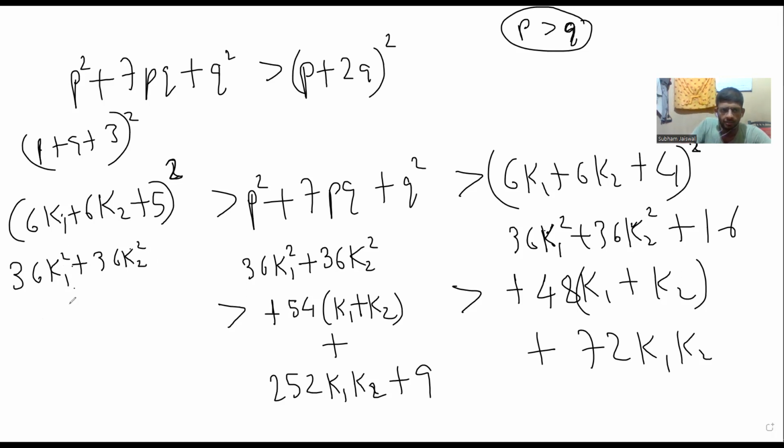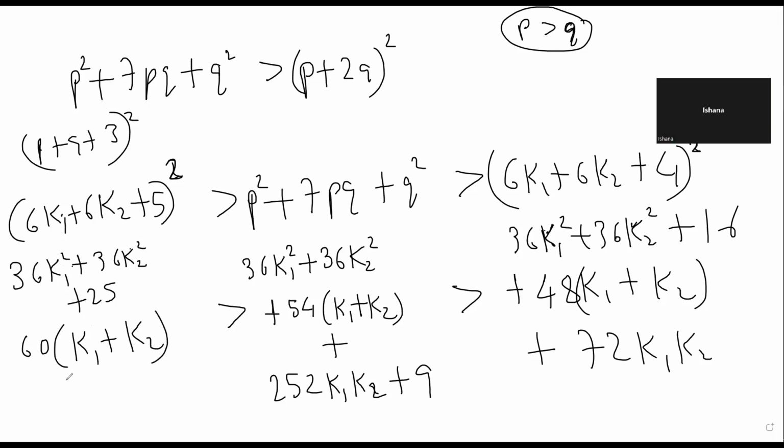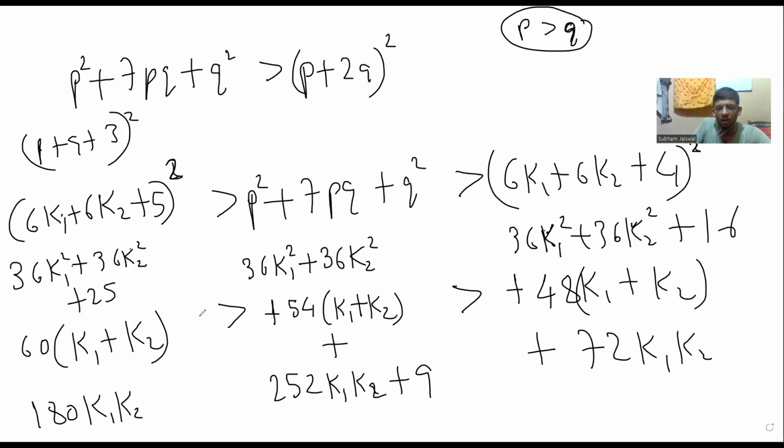This and 25, then 30, is it 30? No, 60. Yeah, 60. Oh, it's working here. And then 180. So that's the problem, the 180. Let's see how you deal with that. So how do you compare this?